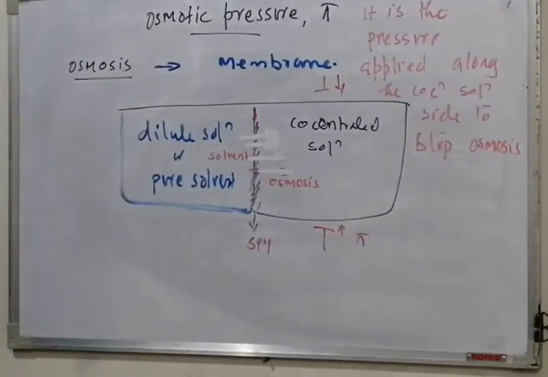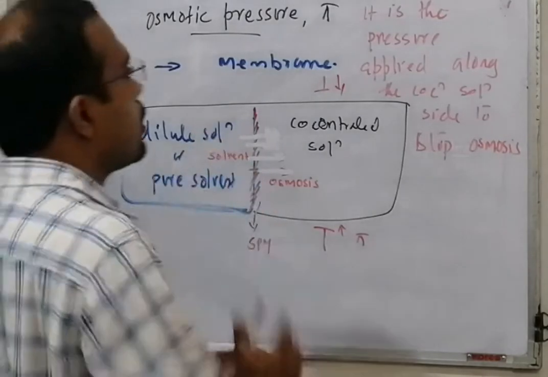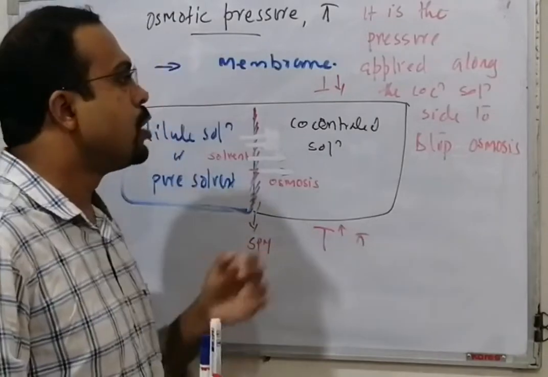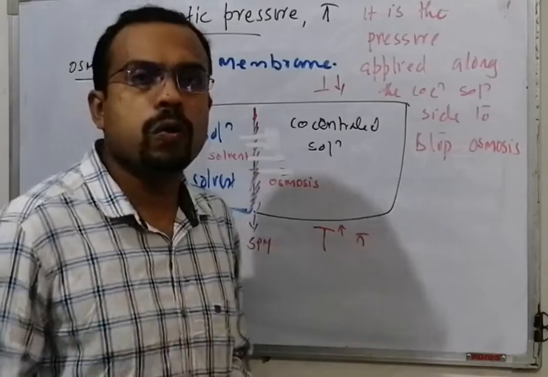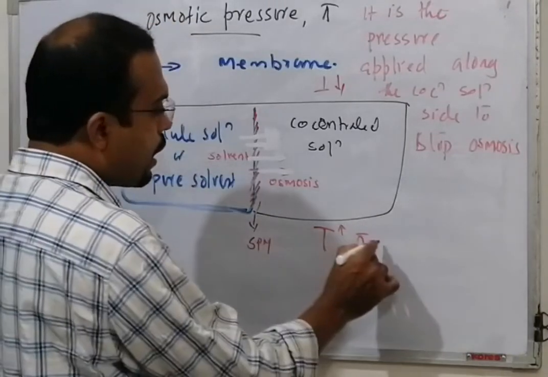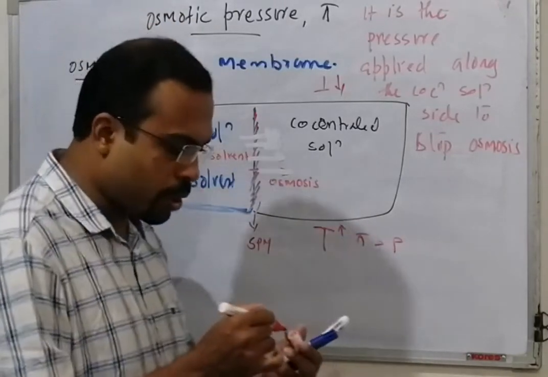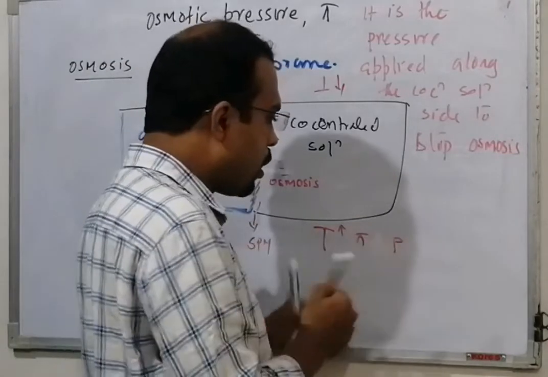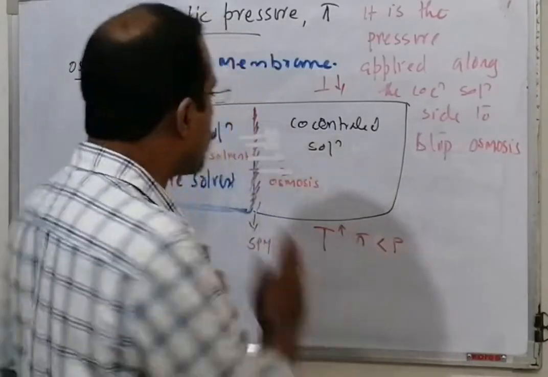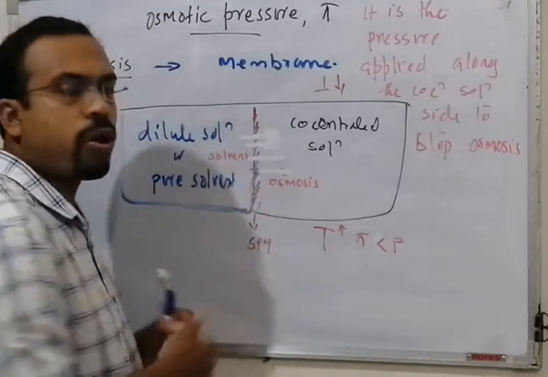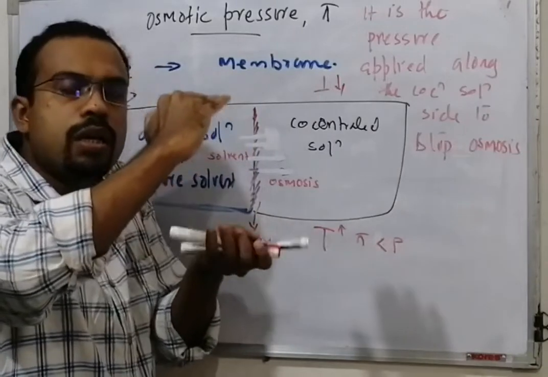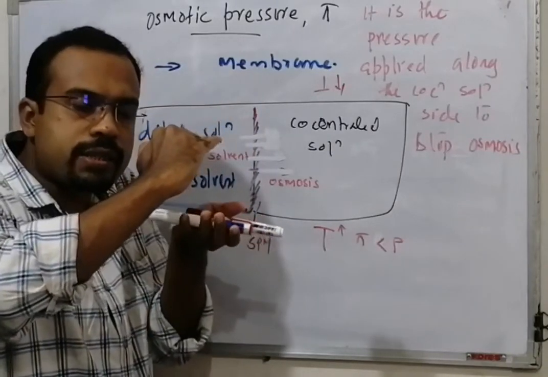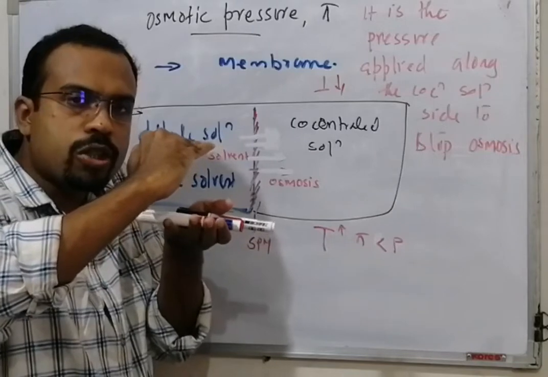To stop osmosis. It is the pressure applied along the concentrated solution side to stop osmosis. Now, I apply a pressure greater than osmotic pressure. What is osmotic pressure? Pressure required to stop osmosis. No flow now. Now I further compress. I keep on compressing, osmosis decreases. At this particular pressure, osmosis stops.